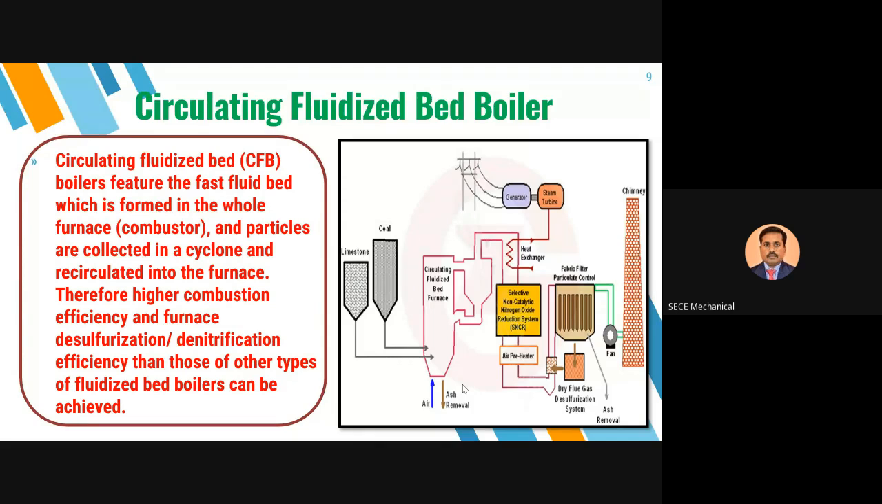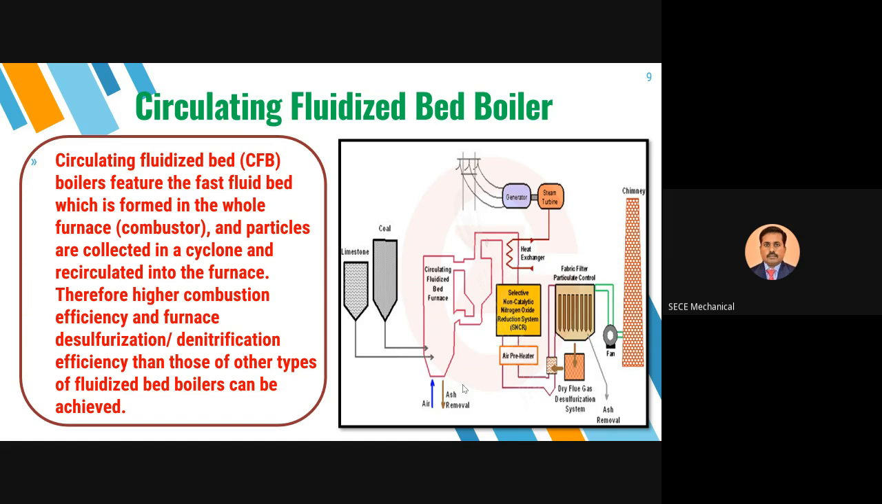In FBC boilers, circulating fluid bed boilers feature a fast fluid bed which forms in the whole furnace combustor, and particles are collected in the cyclone. That container is called the cyclone. All the particles, that is, fly ash particles, are collected in the cyclone and recirculated into the furnace. Therefore, higher combustion efficiency and furnace desulfurization and denitrification.